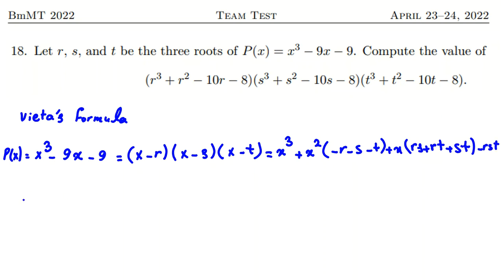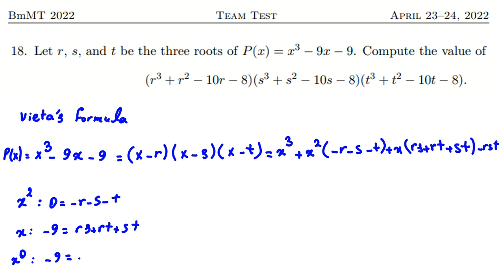Okay, now the corresponding coefficients are equal. For x squared, the left hand side is 0, the right hand side is negative r minus s minus t. The coefficient of x on the left hand side is negative 9, the right hand side is rs plus rt plus st. For the constant term, the left side is negative 9, the right side is negative rst. So we call these Vieta's formulas. So r plus s plus t equals 0, rs plus rt plus st equals negative 9, and rst equals 9.